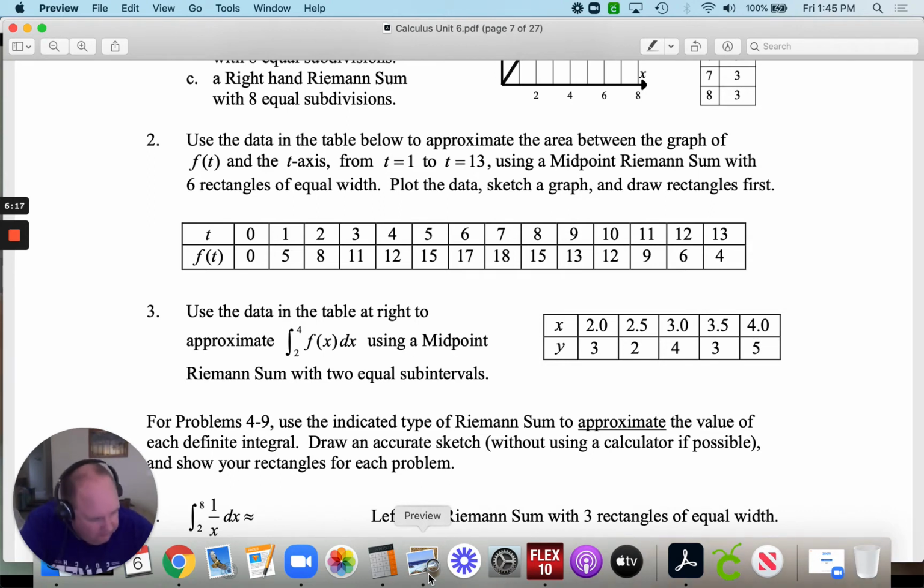Where am I at? I think I just lost track. 6, 7, 8, 9, I'm at 10. 10 goes to 12, 11 to 9, 12 to 6, and 13 to 4.